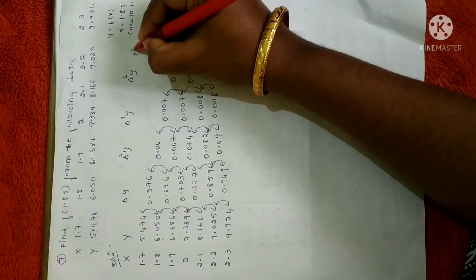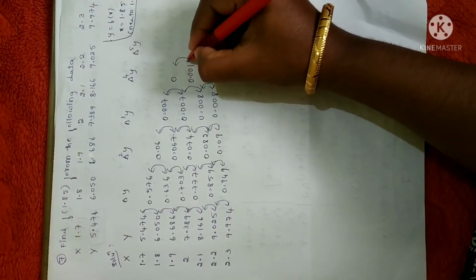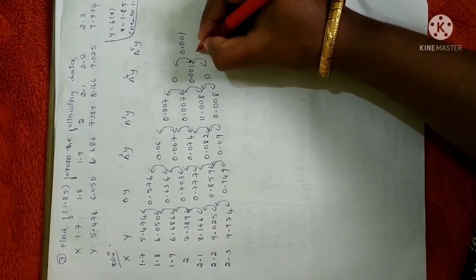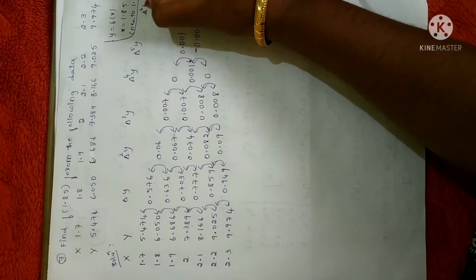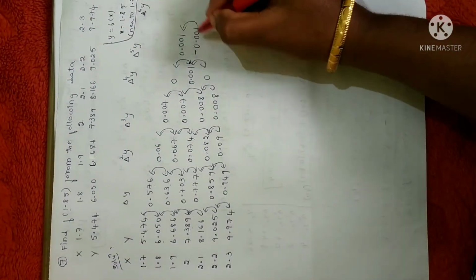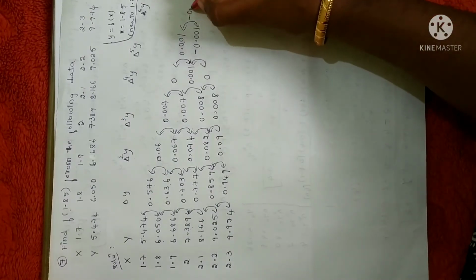Next, the fifth difference, that is del power 5 of y. Subtract these two values, you will get 0.001. Subtract these two values, you will get minus 0.001. Now the sixth difference, that is del power 6 of y. Subtract these two values, minus 0.001 minus 0.001, that is minus 0.002.